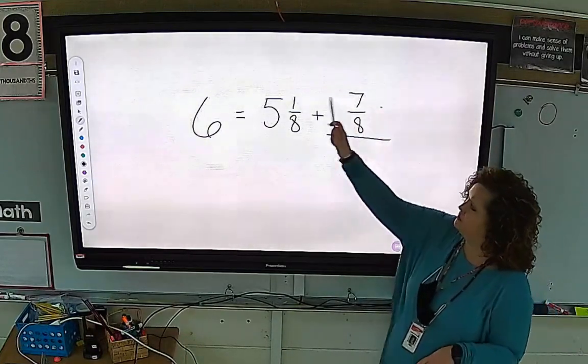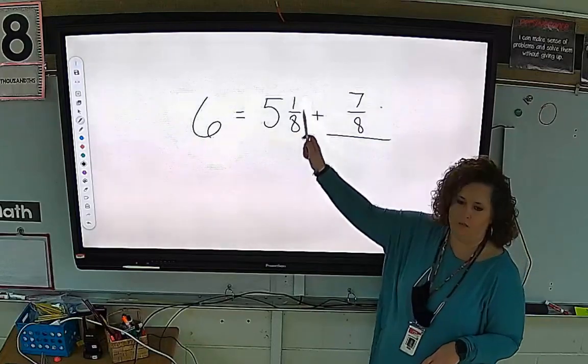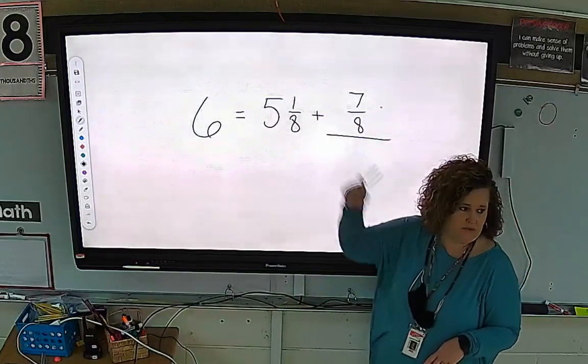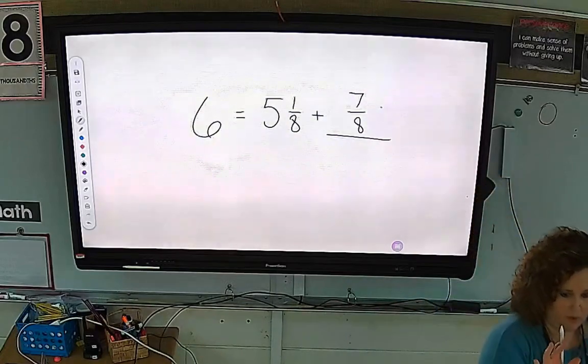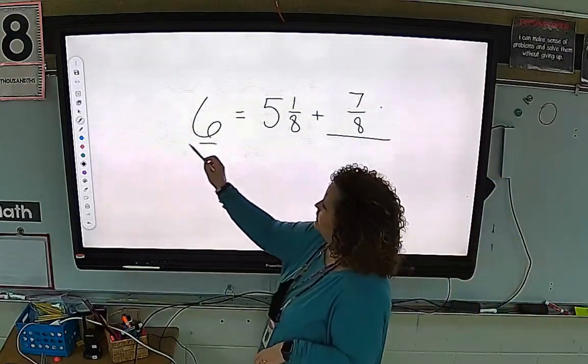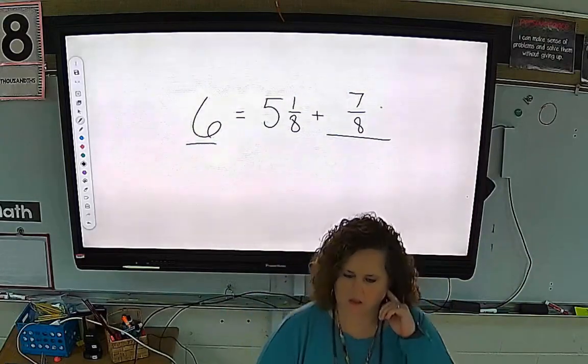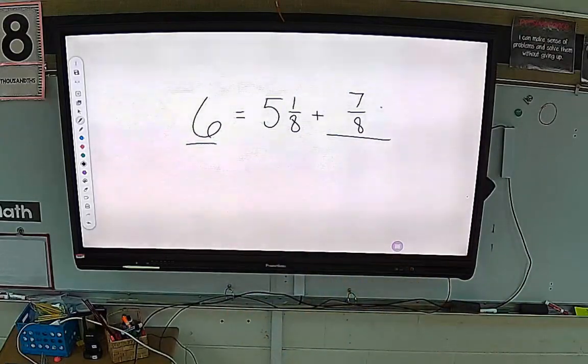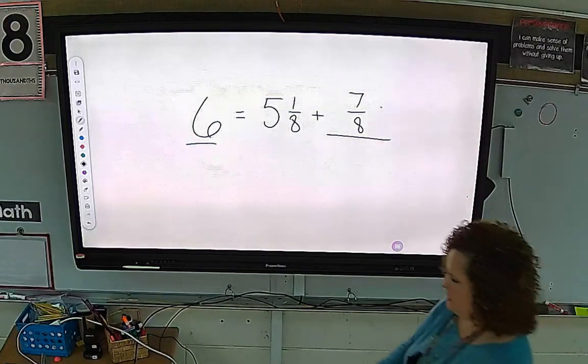Because if 7 8s was added to that 1/8, this would become one whole, and then you got 5 with it. 5 and that one whole would make 6. That's what we're shooting for. Okay? Right. Sometimes when we first hear stuff like this, it's a little confusing. I think the more you see it, the more it will make sense.